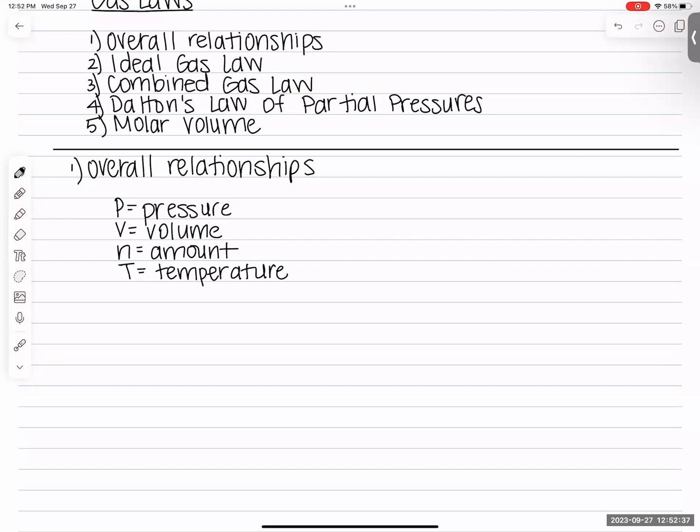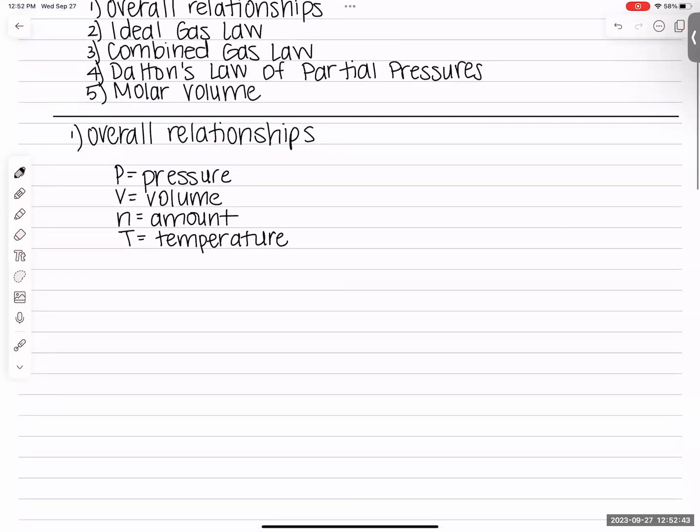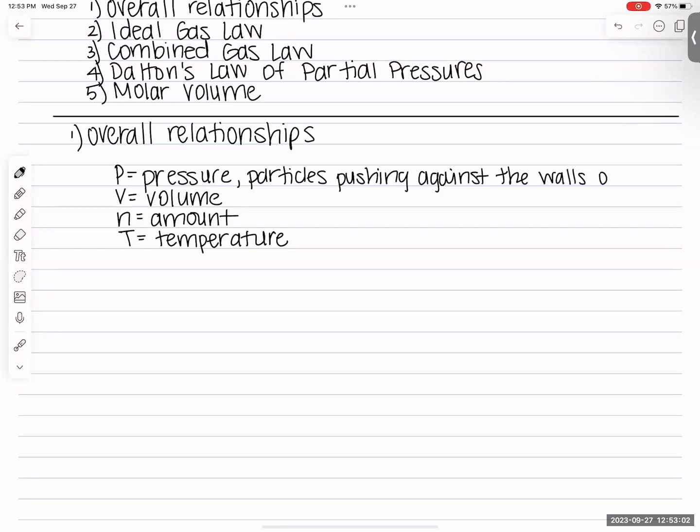And so thinking about what each of these are, pressure is based on the particles pushing against the walls of the container. So your tire pressure, for example, in your bike or your vehicle is the particles of gas inside of your tire pushing against the walls of the container. And you can measure that with measuring devices.